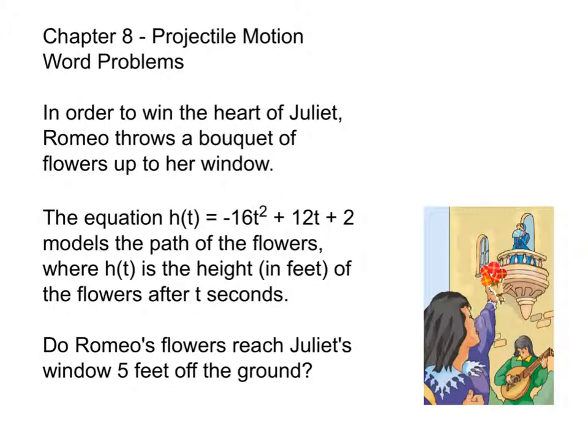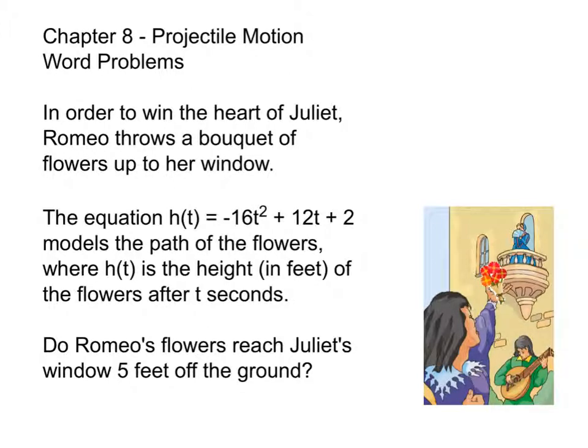There is a particular way that we could calculate these values, the negative 16, the 12, and the 2. It has to do with the initial height that Romeo is launching the flowers from, which would be 2 feet. The initial speed should be 12 feet per second vertically. And this actually comes from 32 divided by 2, which is the acceleration due to gravity. But that's something we'll worry more about in the future, perhaps when you get to physics.